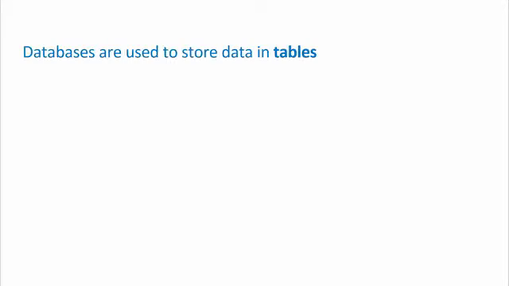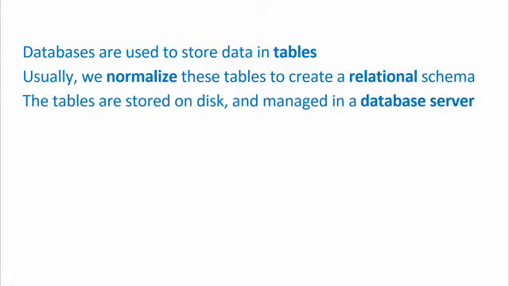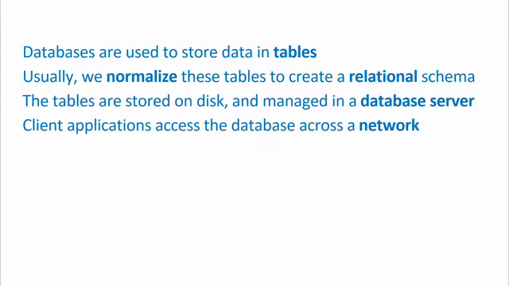Well, the first thing we said was that databases are used to store data in tables. So this idea of normalizing those tables out. So we normalize them to create a relational schema for the database. The tables are stored on disk. There's all sorts of weird and wonderful stuff happening underneath that. We talk about pages being stored on disk, but fundamentally the tables are stored on disk and they're managed in something called a database server. And client applications will access that database server across a network typically.